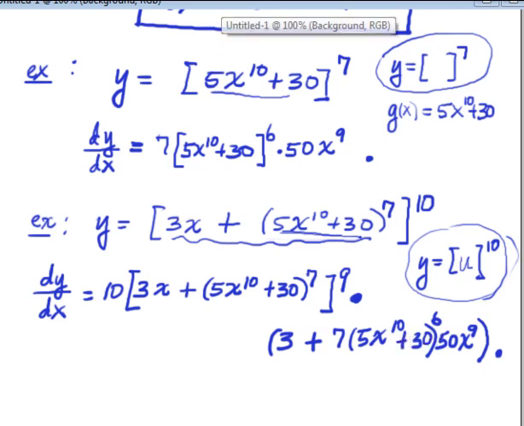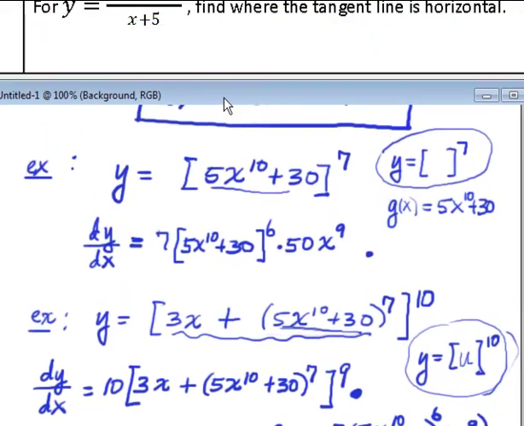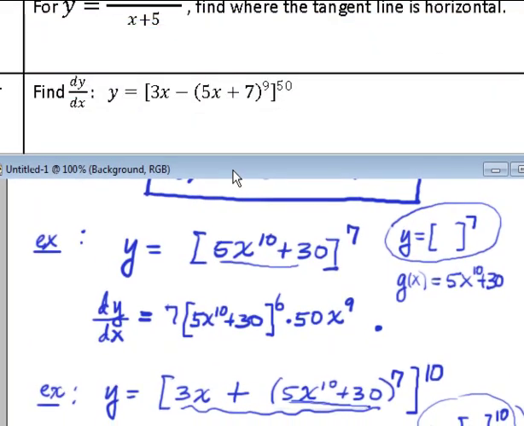Okay, now you can do problem 4. Let me show you that here. Okay, here we go, here's problem 4. So copy it down and pause the video, and you can do that right now.